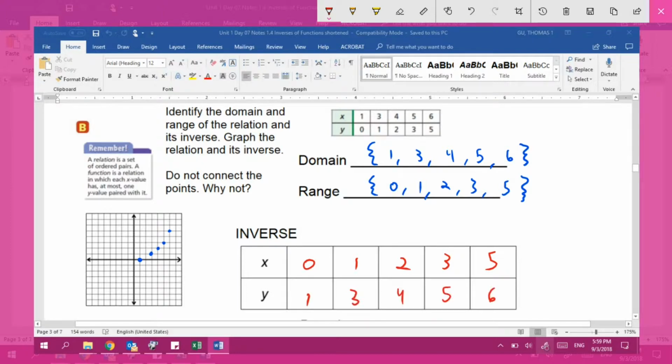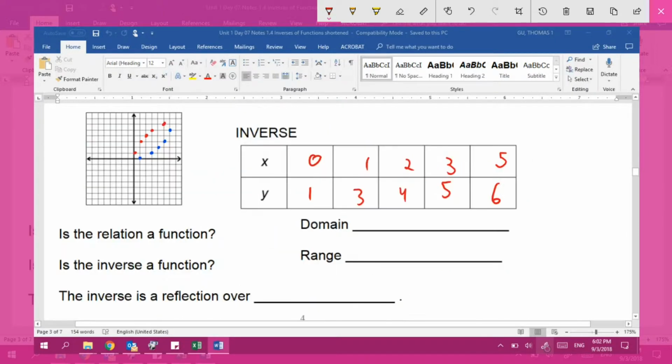So let's graph this. This time we've got 0, 1 right here. We've got 1, 3, which is right here. We've got 2, 4, sorry, 2, 4, which is right here. We've got 3, 5. And we have 5, 6 right here. 1, 2, 3, 4, 5, 6. There we go.